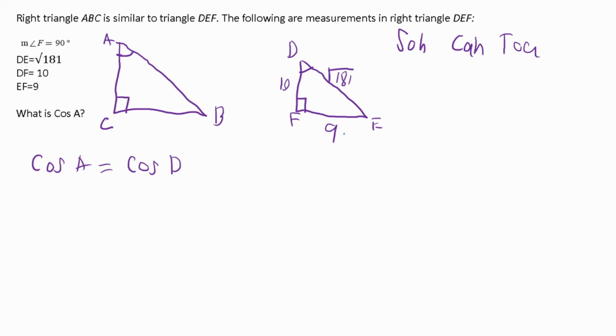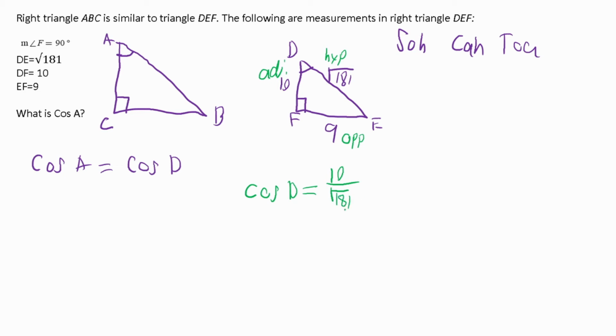So that means that 9 is my opposite side. The square root of 181 is across from our right angle, so that means that is my hypotenuse, and that means 10 is adjacent, right? So with this information, we want to use adjacent over my hypotenuse. So we could say the cosine of D is equal to 10 over radical 181.